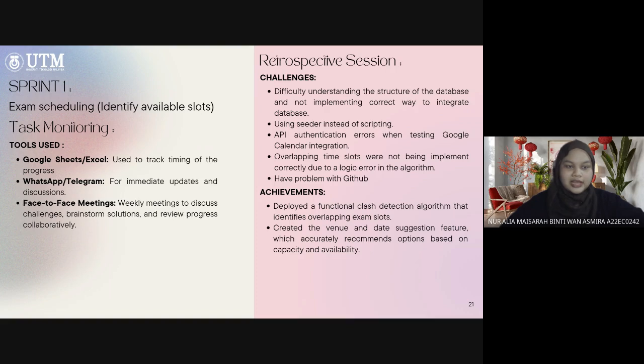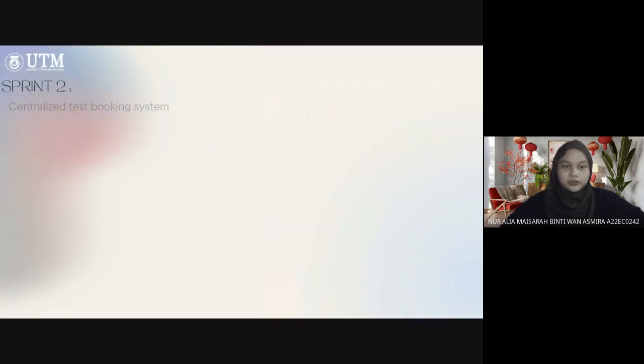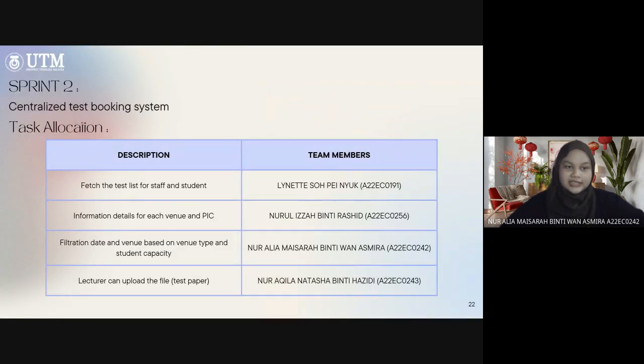Next. And for Sprint 2, we're focusing on the centralized test booking system. So LYNETTE will fetch the test list for staff and student. IZZAH will provide the information detail for each venue and person in charge. I will make the filtration of date and venue based on venue type and student capacity. And AQILA will make it so the lecturer can upload the file in this system.